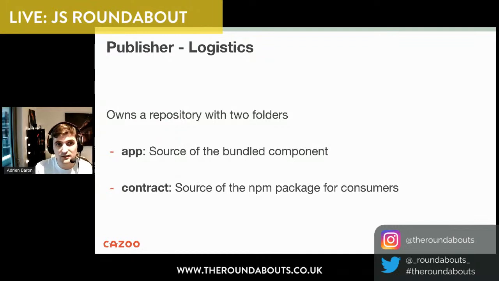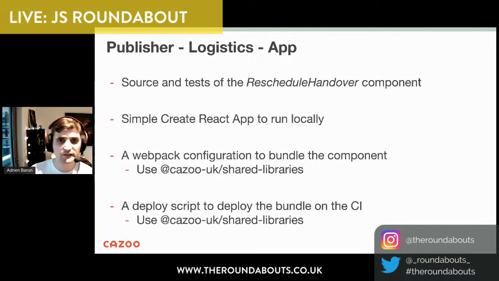If we go back to our my account example with the reschedule logistic components, the logistic team has a repository with two folders: app, which is the source of the bundled components, and contract, which is the source of the npm package they publish for the consumers. So what is inside app? You have the source and tests of the reschedule handover components. You have a simple Create React App to run the thing locally, to just make sure everything is working, or just to develop the component on your machine.